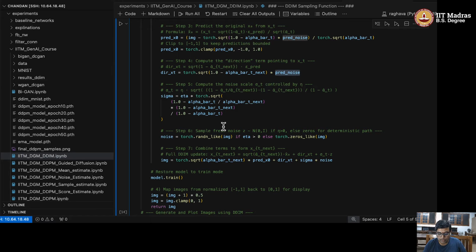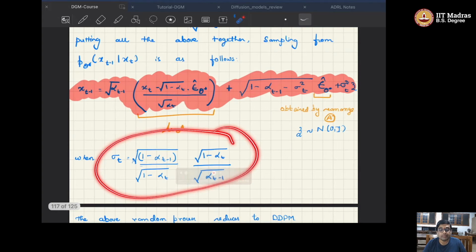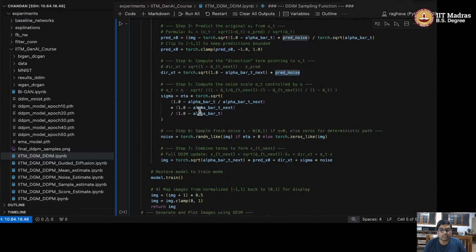Okay, so now you have got this, and then you get this term sigma. Now what is this sigma? This term, 1 minus alpha t minus 1. There is a square root, so you can take the square root common altogether, and then you can have this. That is what is being done here. The whole product has been calculated, and then you multiply it by eta.